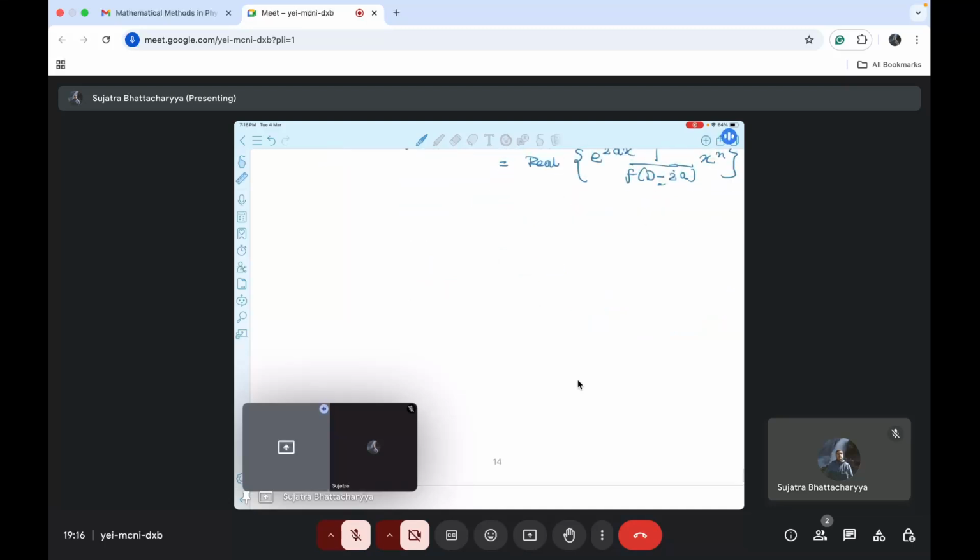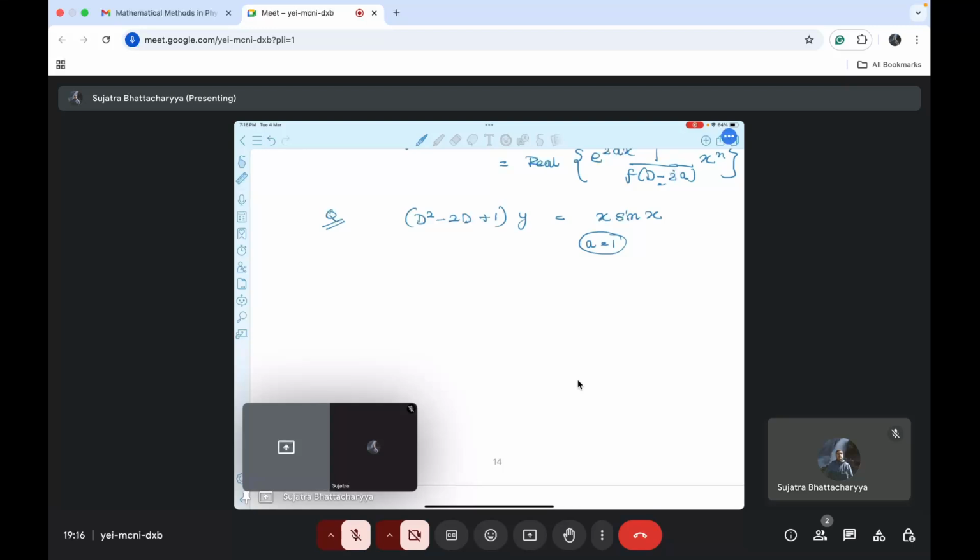Okay, let's pick a question and find out. So this is the question: (D square minus 2D plus 1) y is equal to x sin x. Okay, this is of the form x to the power n sine ax. So a is equal to 1.